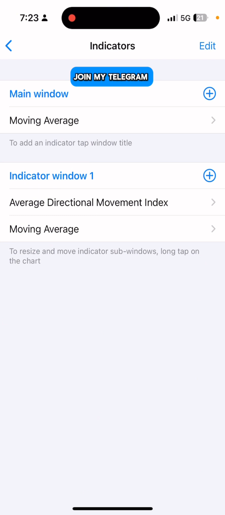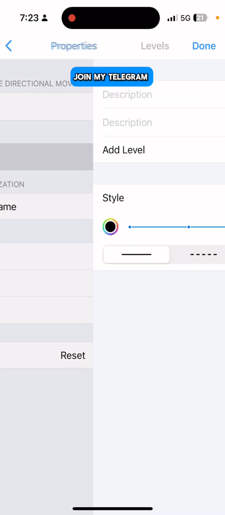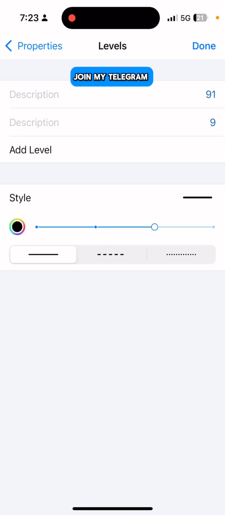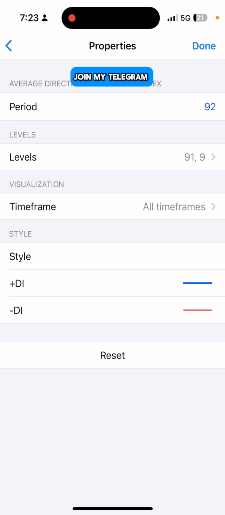Then for indicator window 1, you put on the average directional movement index. The period you put on 92, and the levels you put on 91 and 9. Then the style you put on 3 pixels, and you put it on this first trend line, then you click on done. Then for the time frames, it's going to be on all time frames.